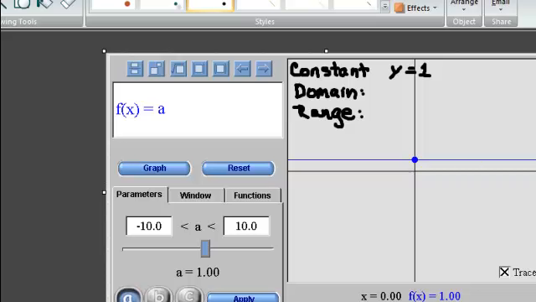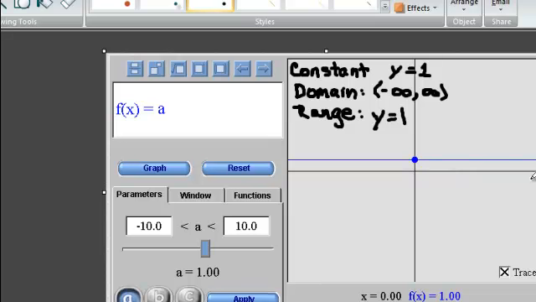Here's our handy little constant function. He's very sweet. I just graphed y equals 1. We have the domain. What can my x be? The domain can be anything from negative infinity to positive infinity. The range on this one looks like y is only one thing, and it's whatever your constant is, whether that be 1, 2, negative 3, 1.5. In this case, our y is 1 because that's the one that I graphed. And that's all the range is.